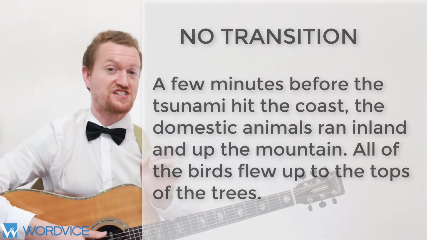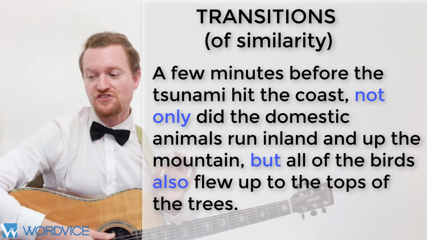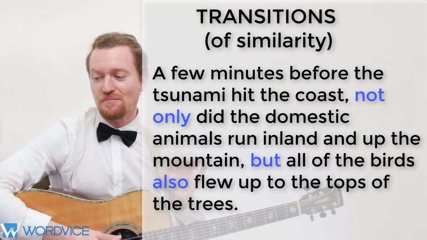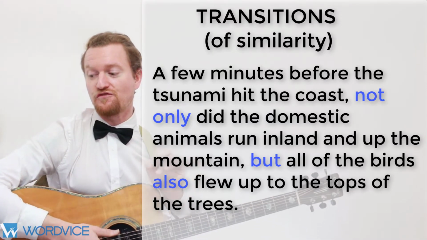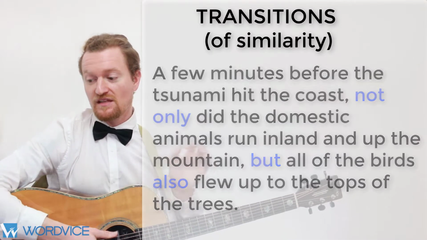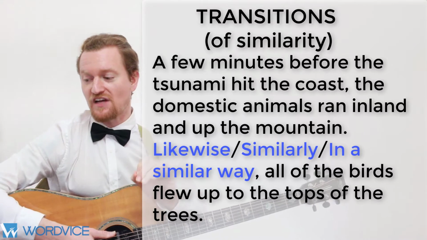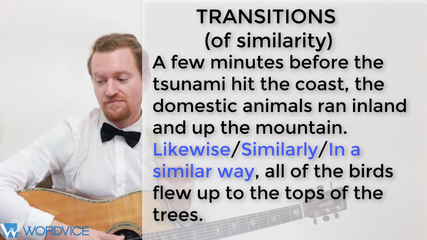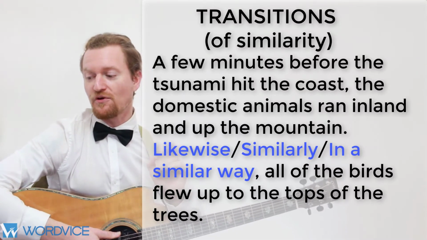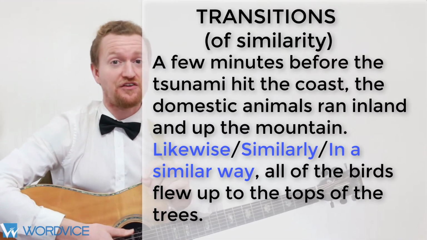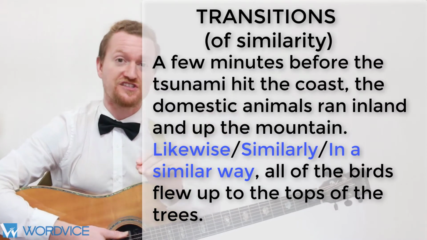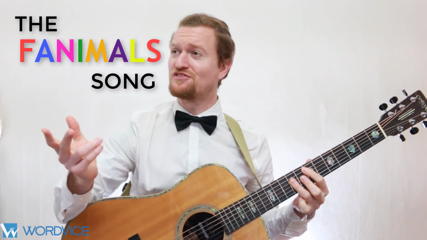Using our transitions of similarity, a few minutes before the tsunami hit the coast, not only did the domestic animals run inland up the mountain, but all the birds also flew up to the tops of the trees. Likewise, all the birds flew up to the tops of the trees. Similarly, or in a similar way, all the birds flew up to the tops of the trees. By using additive transitions of similarity, the author can focus the reader's attention on certain pieces of information. So without further ado, I present to you the Fanimal song.